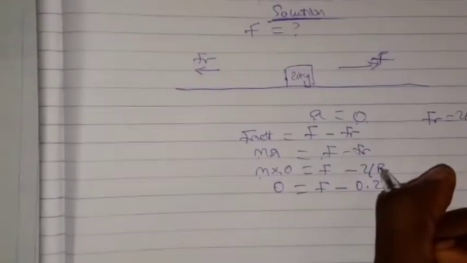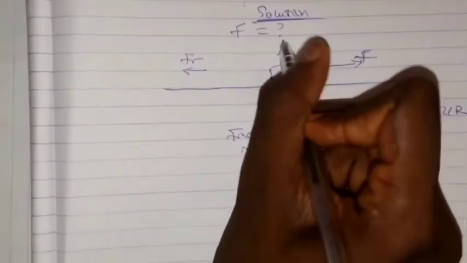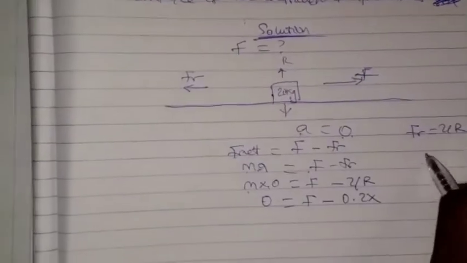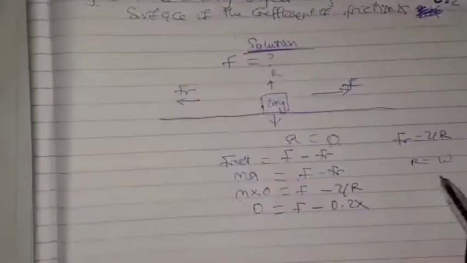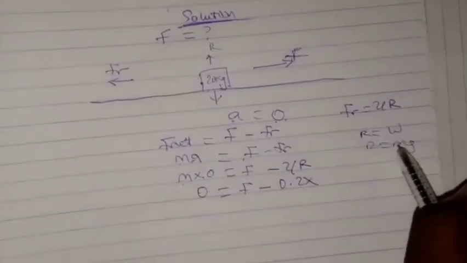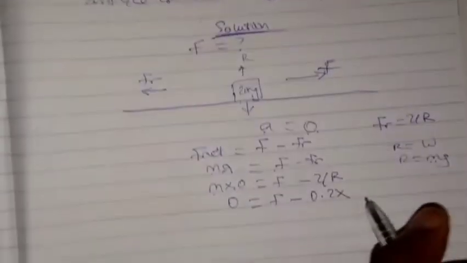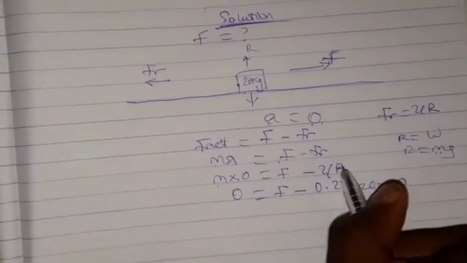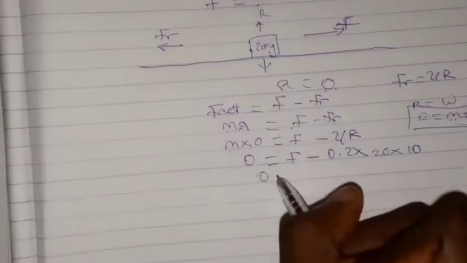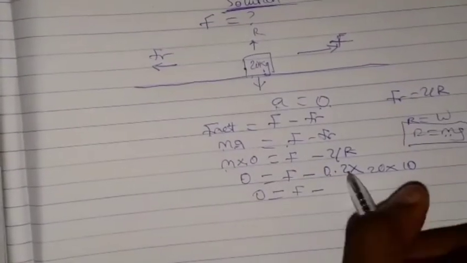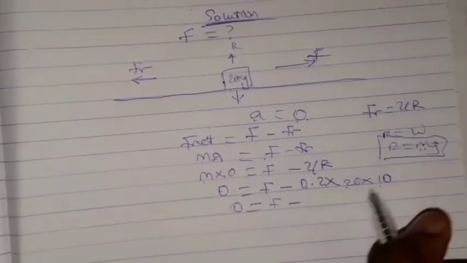0.2 times R. What's R? I told you that your R is equal to your weight. Your R is always equal to weight for cases like this. So R is equal to mg. What's your m? That's 20, times 10. So 0 is equal to F minus 0.2 times 20 times 10. That will give you what?